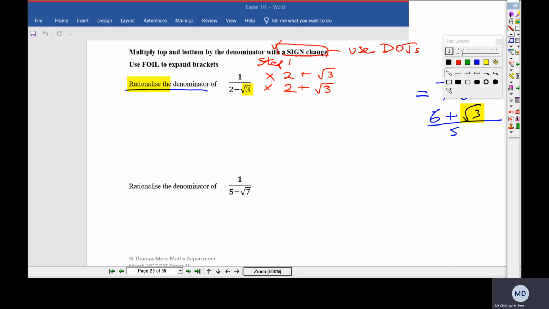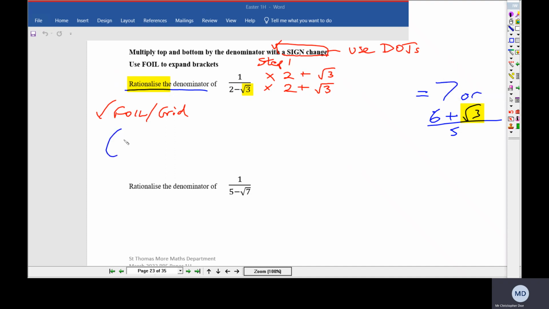For your second mark, you need to be good at FOIL or grid method, whichever you use. Let's see, can you multiply this? Can you do 2 minus root 3 multiplied by 2 plus root 3? Some of you I know like to write out FOIL. So let's give it a go. What is 2 plus root 3 multiplied by 2 minus root 3?